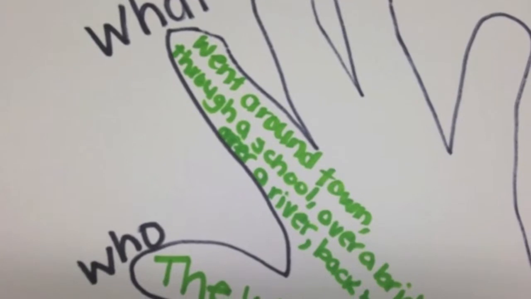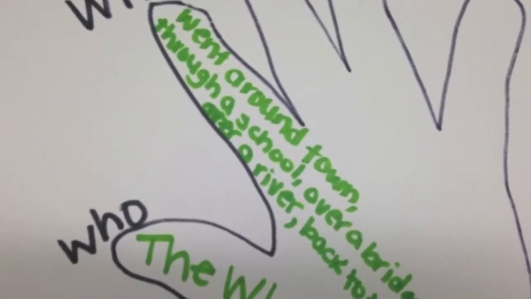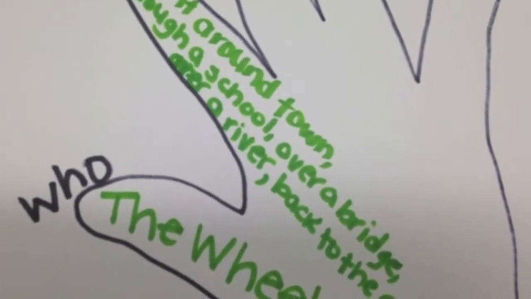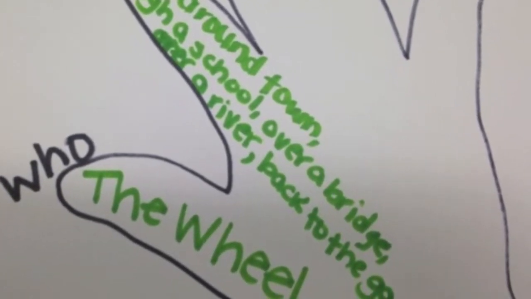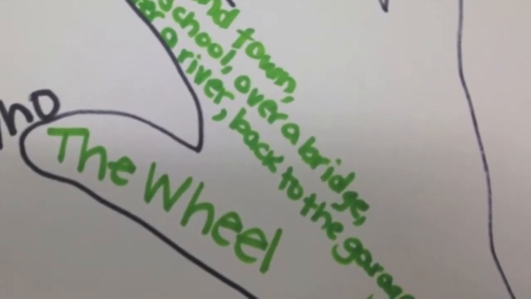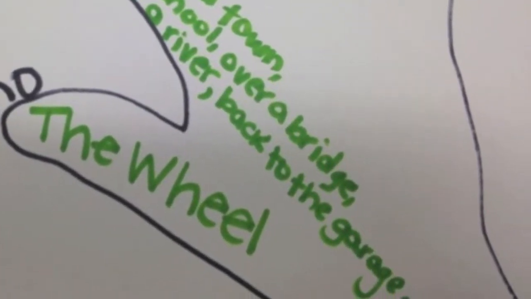On your main idea hand, you should have written that this book is about a wheel that comes off the truck while it is driving and goes all around the town. This wheel went through the school, through a town, through the barn, through a field, over a river, and finally back at the garage with the broken truck.